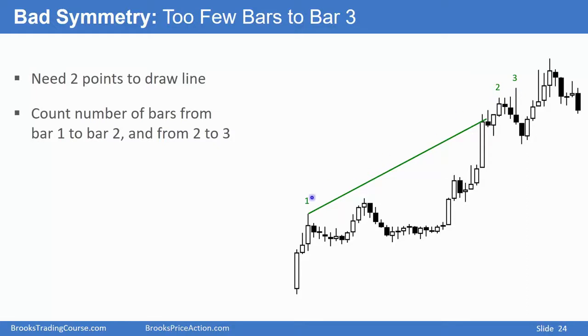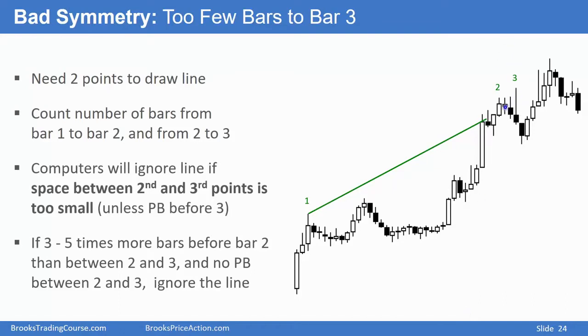Now, if there are a lot of bars between 1 and 2, and very few bars to bar 3, traders will not view this as 3 points, 1, 2, 3, or 1, 2, 3, 4. They'll view this whole thing as point 2. So 1 and 2, there has to be pretty good symmetry. The distance between point 1 and 2 has to be similar to the distance between point 2 and 3, and if not, traders will ignore the line, or they'll count it differently from how you're counting it.